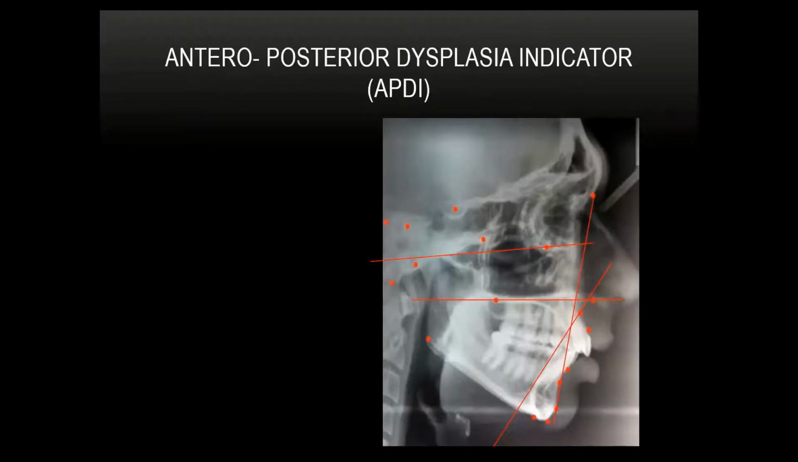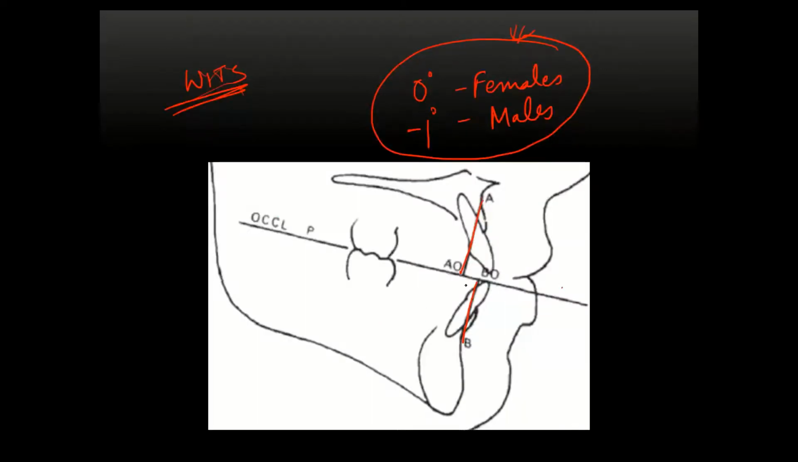This was asked in, yeah, it is a linear value. Dr. Manisha, Wits appraisal is a linear value. So what we do, we just see the values. When B is in front, it is called minus, and when A is in front, it is plus. So 0 means A and B lie in a straight line. This is 0. And when B lies in front, it is -1.